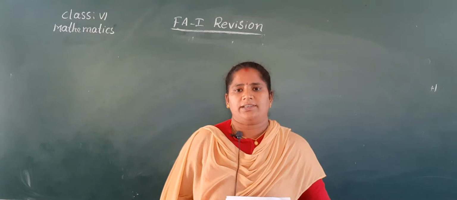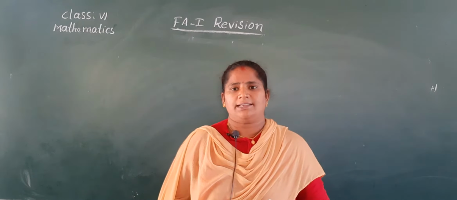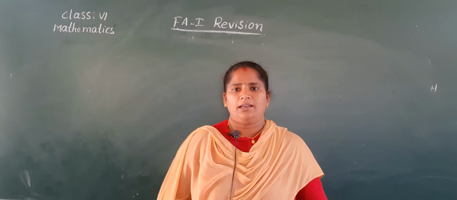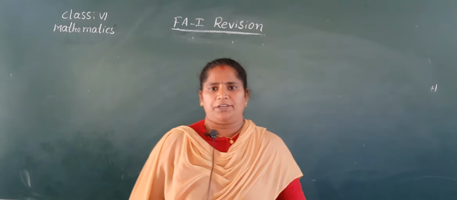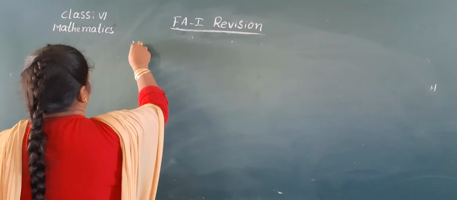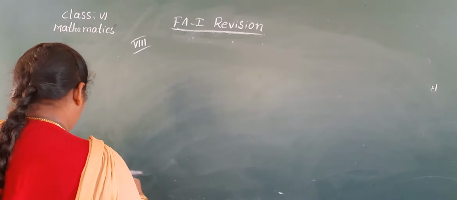In yesterday's class we completed up to the 7th Roman. In today's class I am going to revise the remaining concepts. Okay children, are you ready? Open your maths homework and continue the revision. FA1 revision, 7 Romans have been completed, now the 8th Roman.